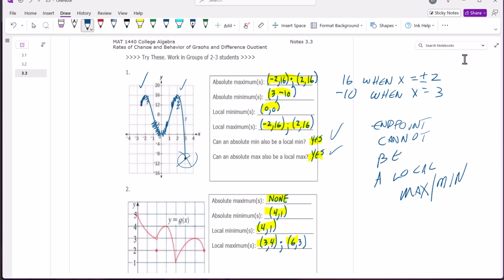Okay, problem 2, there is no absolute max because that's open. Absolute min is this point right here, 4, 1. That's closed. And then as far as local min, the graph has to change from decrease to increase. So that's a local min. In order to have a local max, the graph has to change from increase to decrease. That happens 2 times. So those are your local max and min.